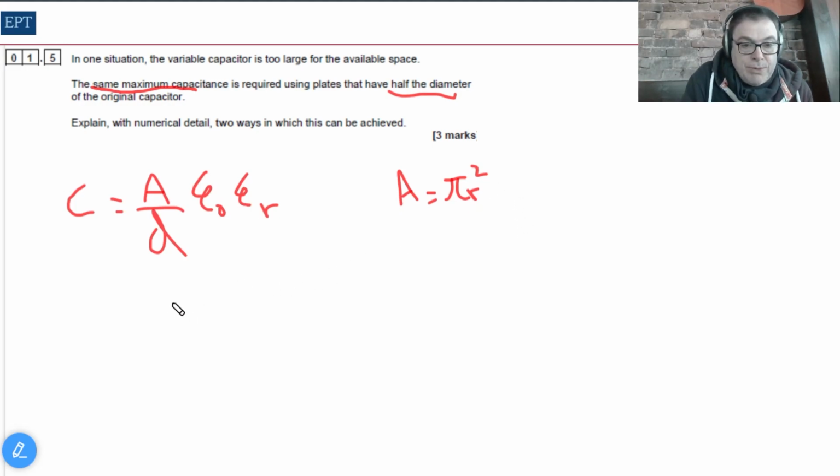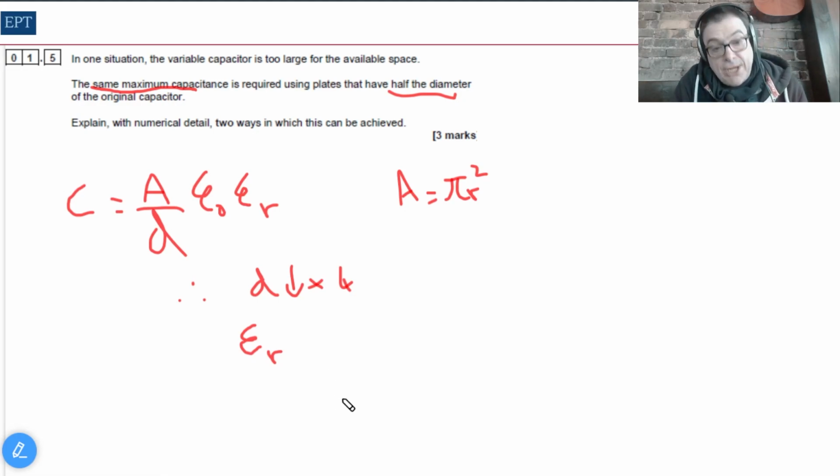So a couple of things we could do then. We could decrease the separation between the plates by a factor of 4. So we could reduce D down times 4. Might be a bit difficult to do, but nevertheless we could do that. Or we could increase the value of the dielectric by putting in a dielectric which has a value of epsilon R equal to 4. And I think that's pretty well it.